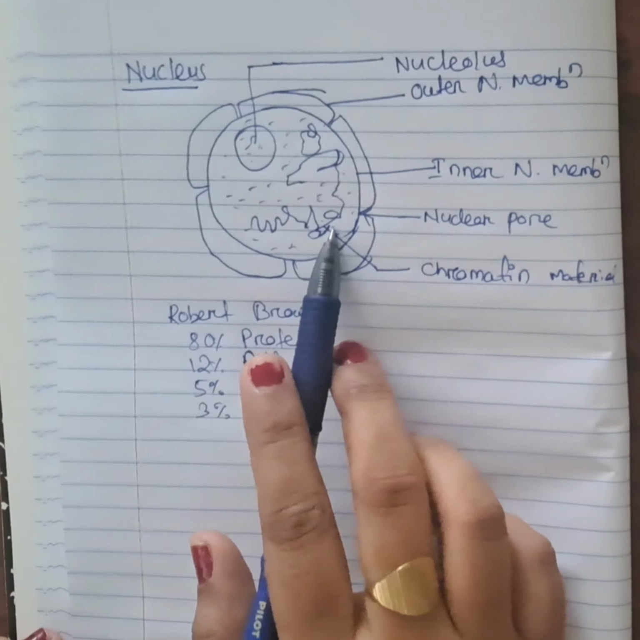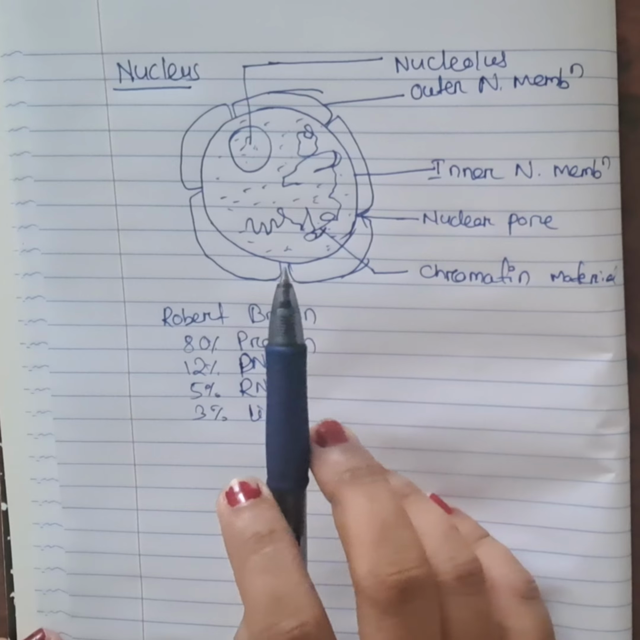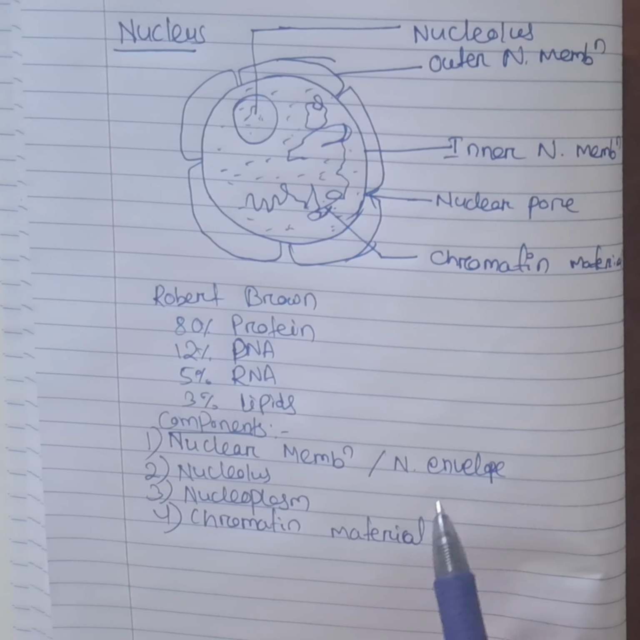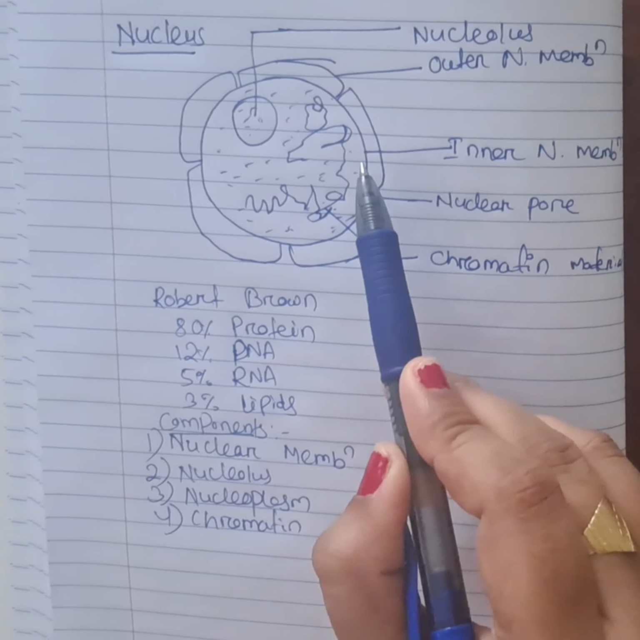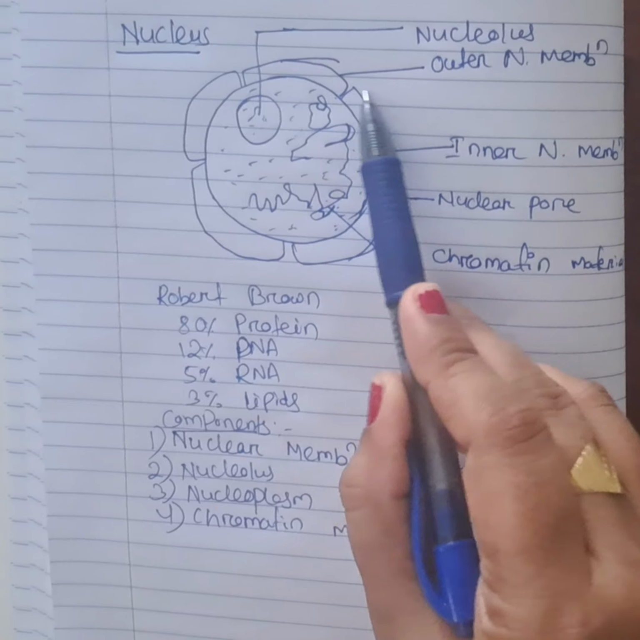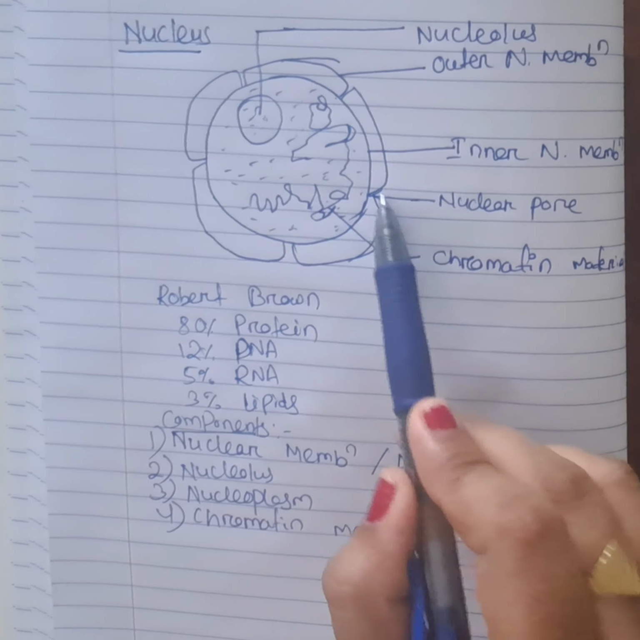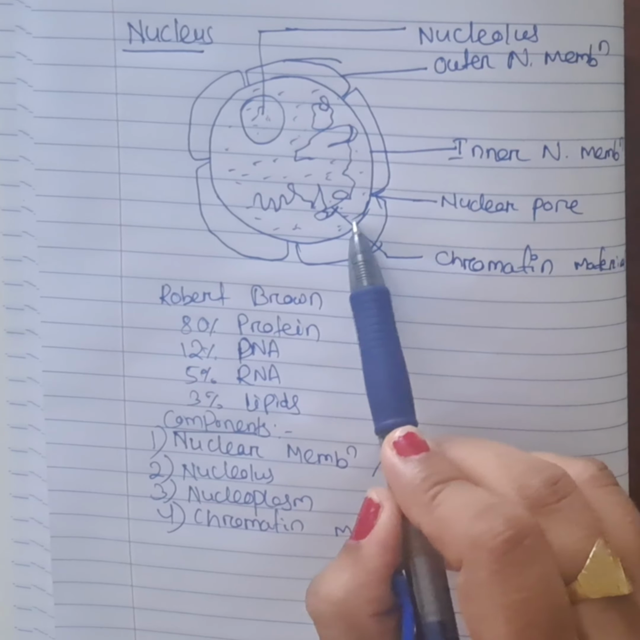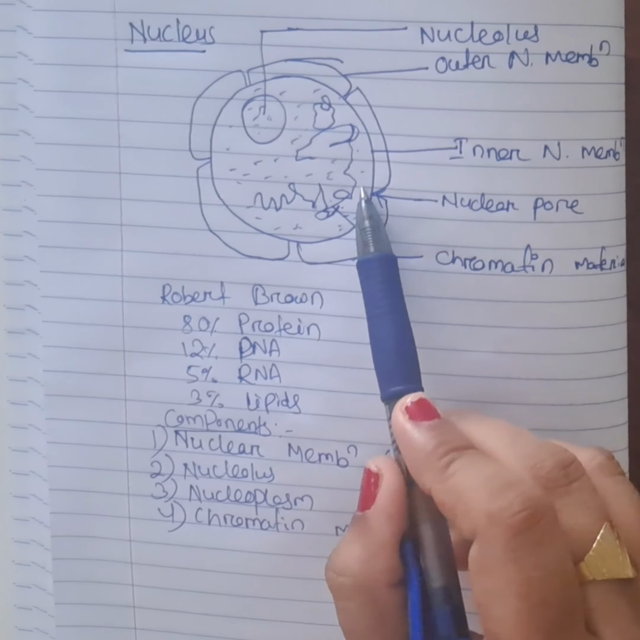It has four major components, that is nuclear membrane, nucleolus, nucleoplasm and chromatin material. Nuclear membrane is also known as nuclear envelope and it consists of outer nuclear membrane and inner nuclear membrane. These membranes are discontinuous in structure and have pores. These pores are known as nuclear pores and they are responsible for the exchange of material across the nuclear membrane.